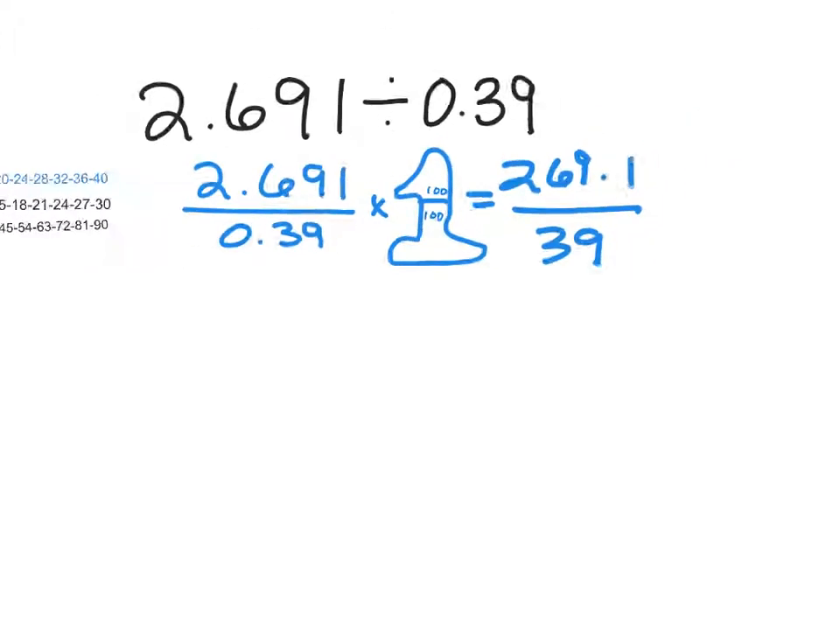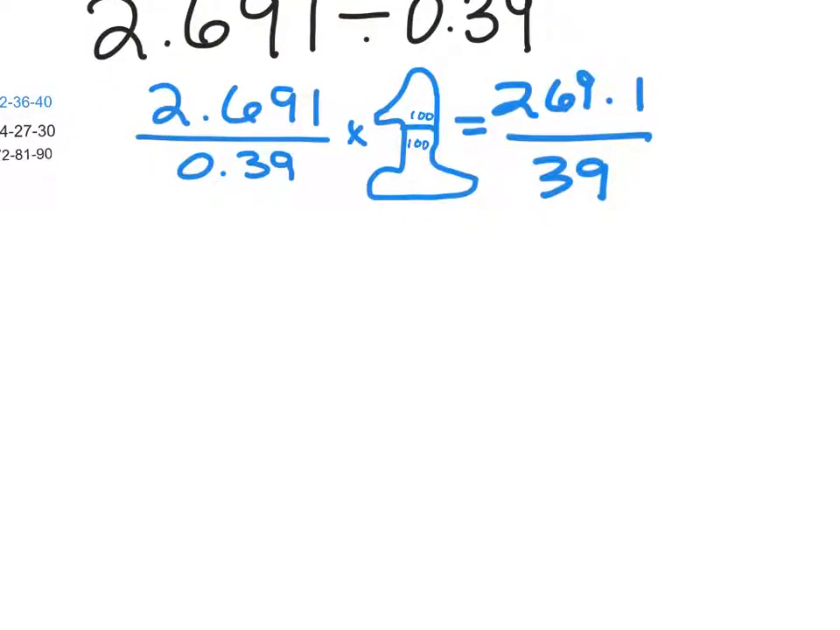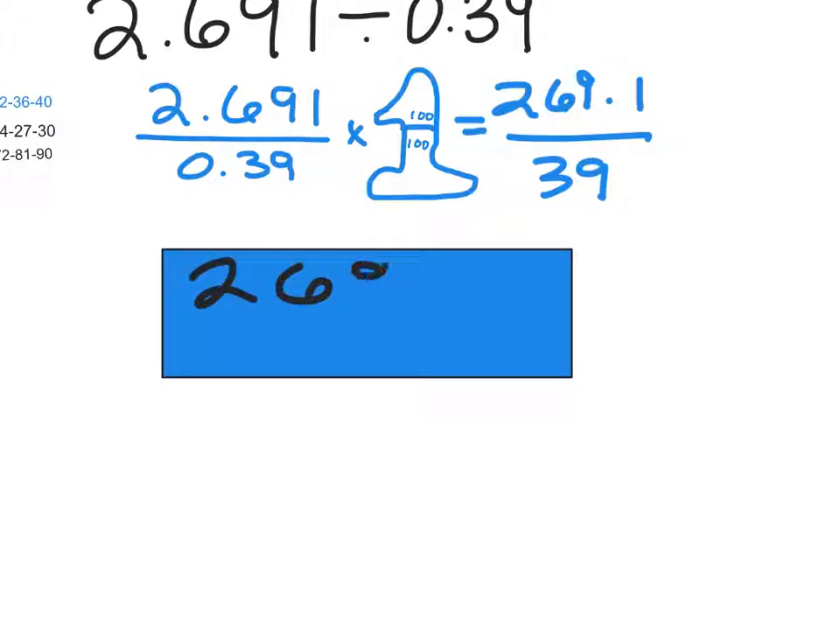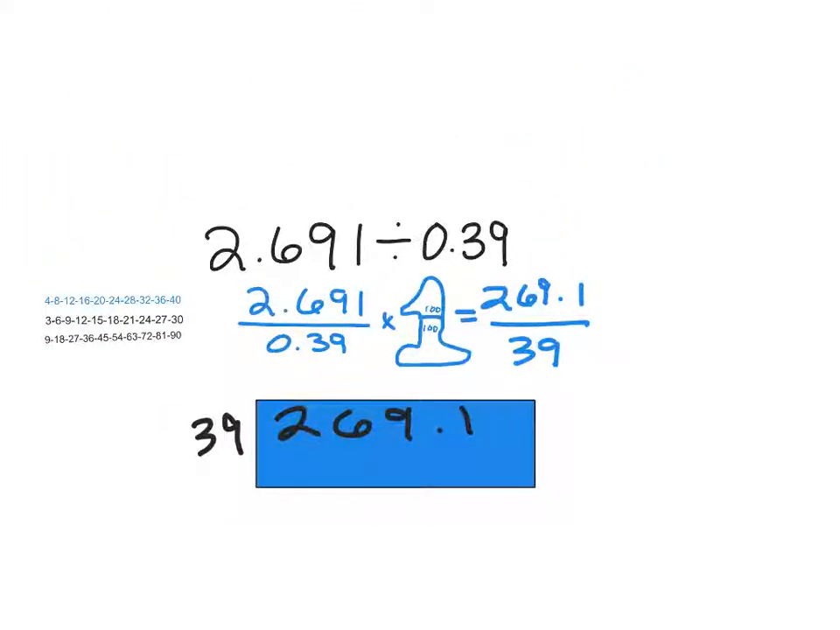So the next thing I want to do is go ahead and just create my first area box, right? So I'll do this right here, and bam, there we have it. I'm going to take the 269.1 and plug it right inside the box. My 39 is my divisor, so that's going to come right outside the box. And now I am good to go. I'm going to move this so I have a little bit more room, and let's get started with this problem.